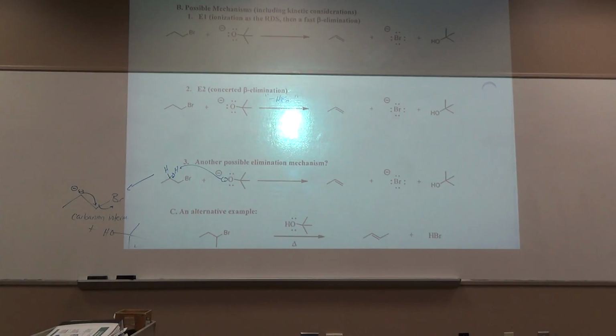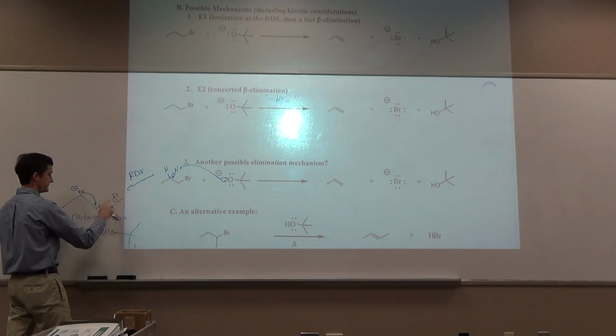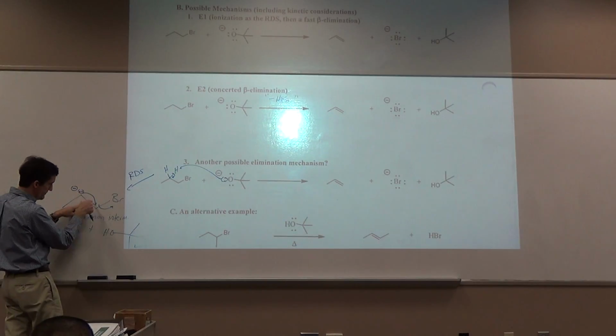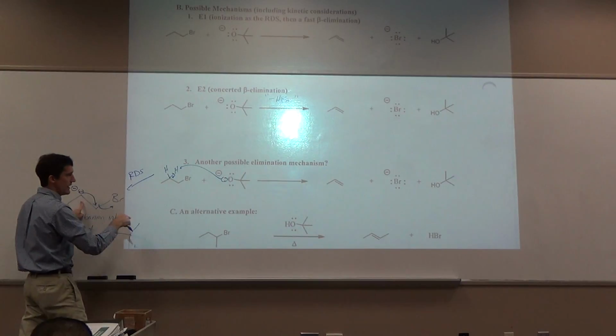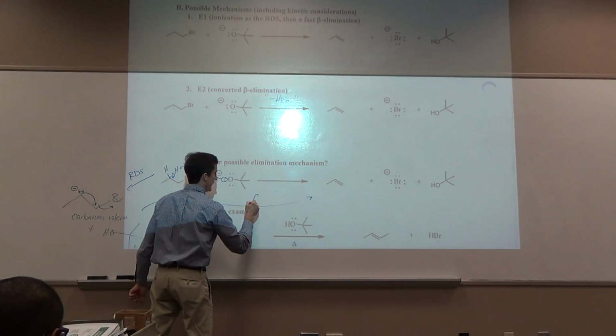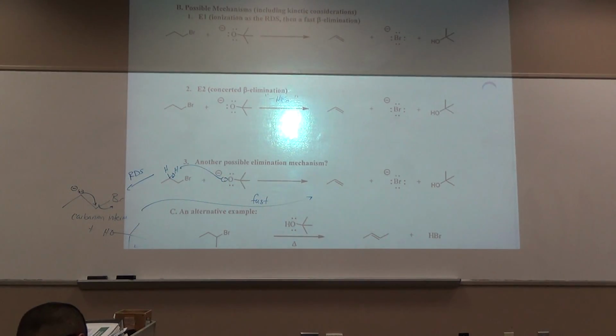But here's the important thing. First off, if you did this, this would be the rate determining step. Then, this moving in and going back to a neutral product would be fast. Here's a big difference between the two and then this one. E1, look at your mechanism. Does the leaving group leave in the rate determining step of E1?